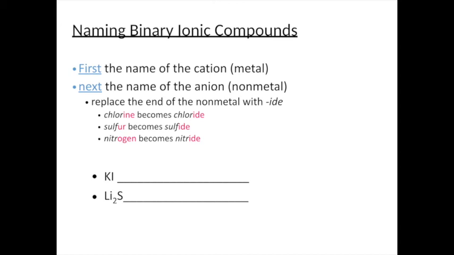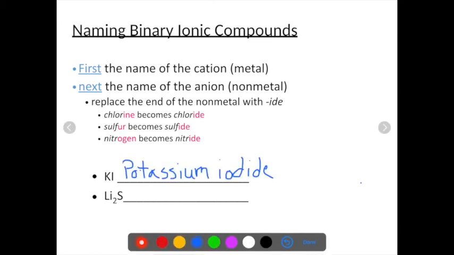Li is the symbol for lithium. So we're going to write lithium. Remember, I don't want any Greek prefixes here. So lithium. And then S is the symbol for sulfur. I want the -ide ending, so it's going to be lithium sulfide. And that's it.